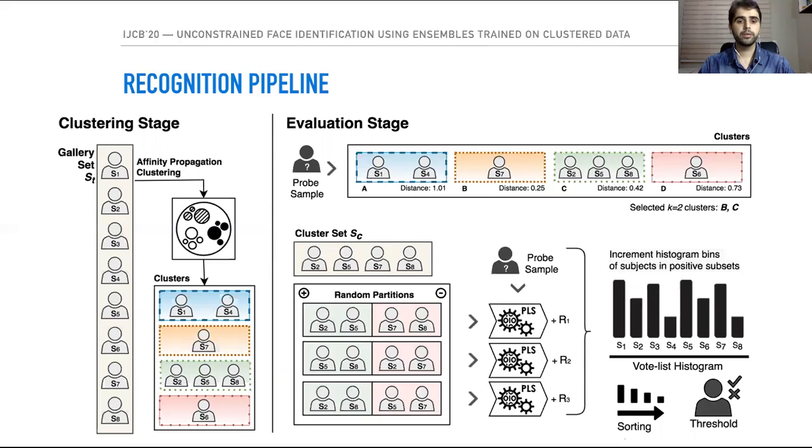In the picture, 3 random partitions are executed to feed the partial least squares models, the PLS models. The probe sample is then presented to the ensemble in pursuance of response values R1, R2, and R3. And these response values are used to increment the histogram bins when they fall in the positive subset, the green side of the random partition. The histogram is sorted in descending order and becomes a ranking. And the previously described thresholding technique is employed to find out whether the probe sample belongs to the face gallery or not.